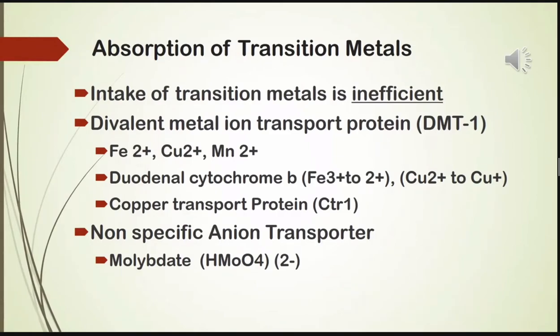It also converts copper 2+ to copper 1+ so that it can couple with your copper transport protein or your CTR1. A non-specific anion transporter is responsible for the entry of molybdate.